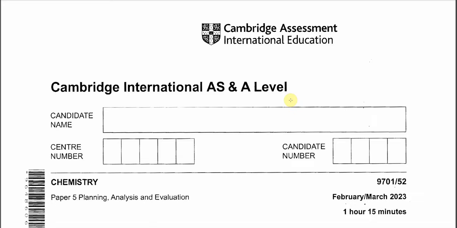February March 2023, paper 5, variant 2.